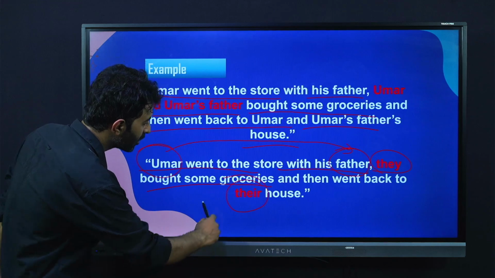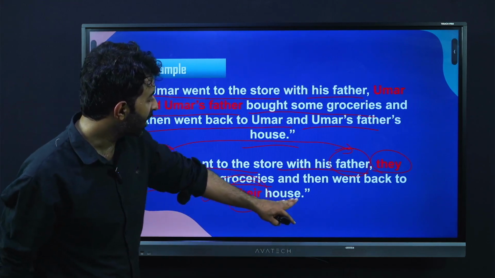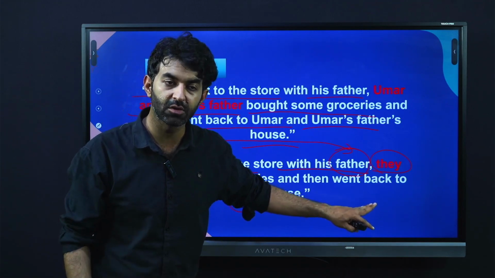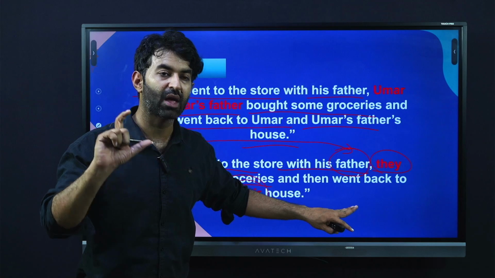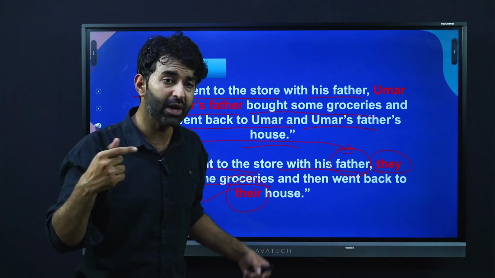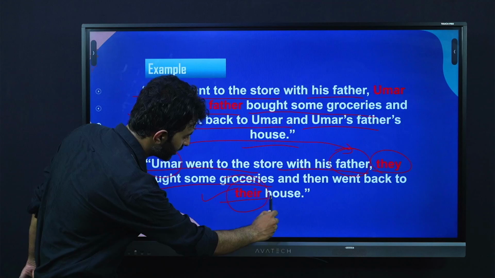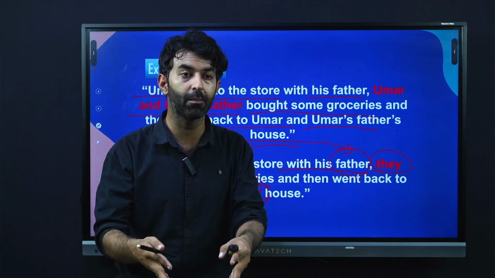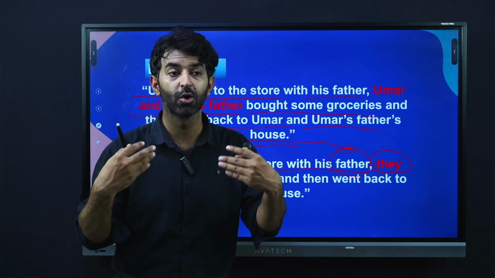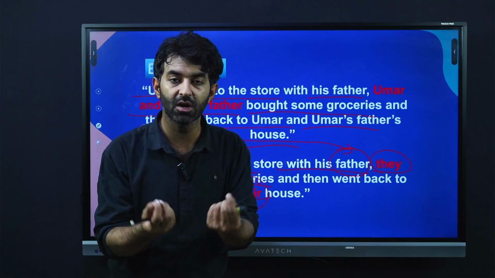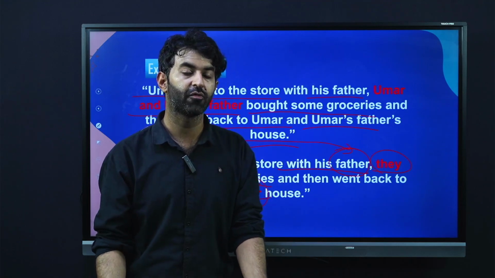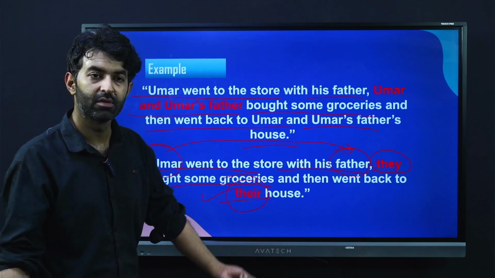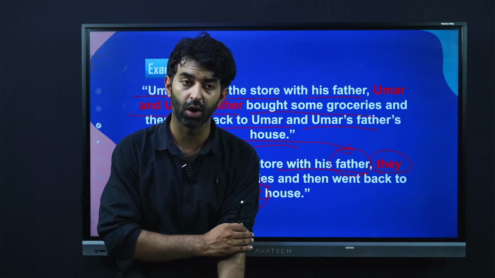And then they went back to where? Umar and Umar's father's house. So it means the house belonged to them. We can say their house. The house belonged to both of them, and they both are going there. So we just used a single shortcut in the form of a pronoun. We call it their. So this is what pronouns are all about.